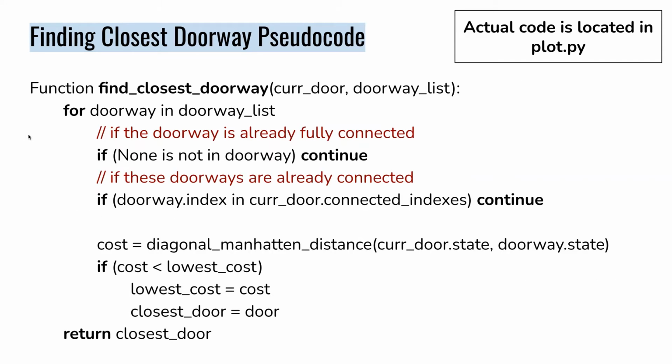Basically, given the current doorway we want to connect, we iterate through each other doorway in the list. First, we make sure that the doorway is not already fully connected. Then we check to see if these two doorways are already connected, and if so, continue. Otherwise, we find the distance cost using our heuristic and check if it is lower than the lowest cost so far. At the end, we simply return the doorway we found to be the closest to the given doorway.